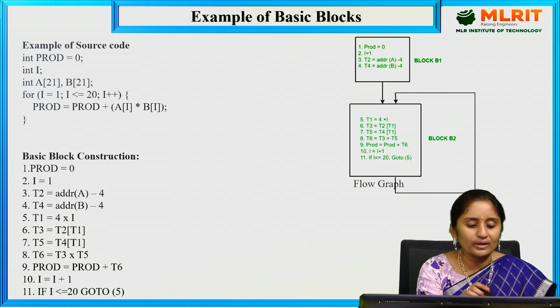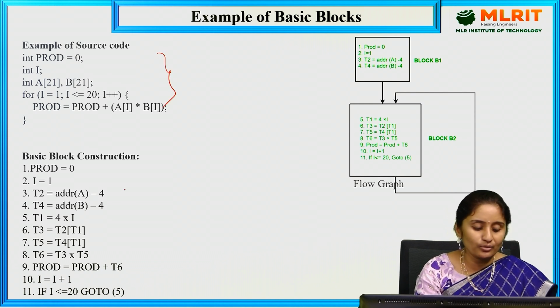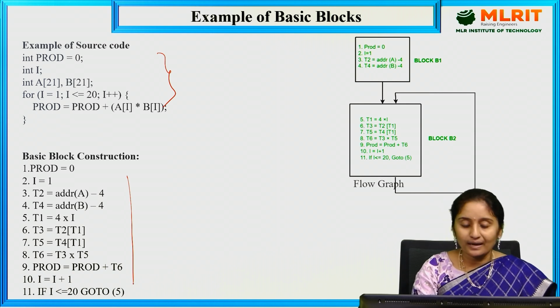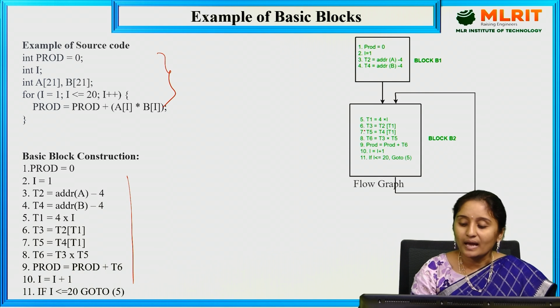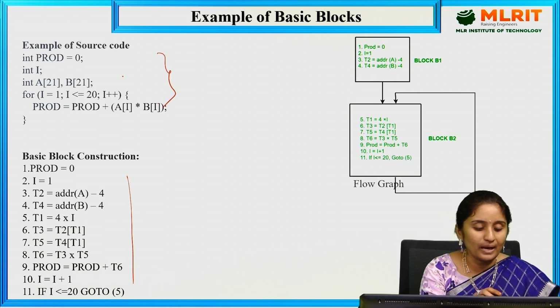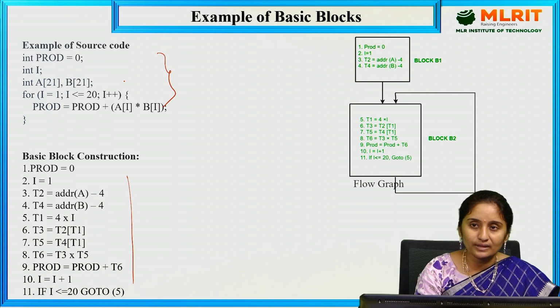The next one is one more example of basic blocks. Let me take one source code. For this source code, we are going to construct the 3 address code, and from this 3 address code we are going to identify the basic blocks and construct the flow graph. See here, this is the source code I am having. For this source code, we are going to write the 3 address code.